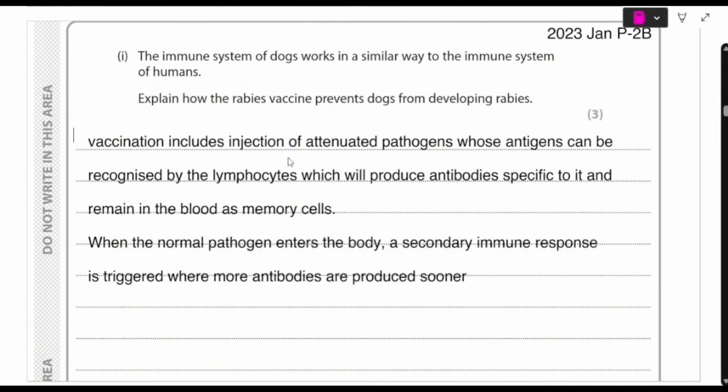So this is what I've written. Vaccination includes injection of pathogens whose antigens can be recognized by lymphocytes, which produce antibodies specific to it and remain in the blood as memory cells. When the normal pathogen enters, a secondary immune response is triggered where more antibodies are produced sooner.